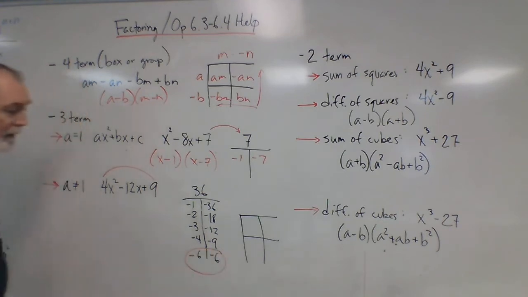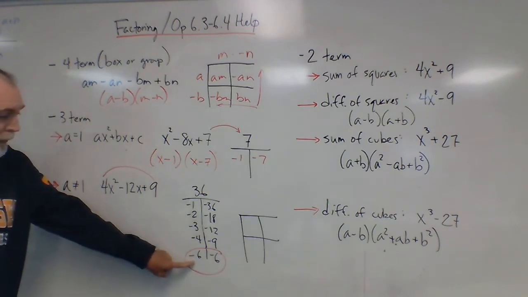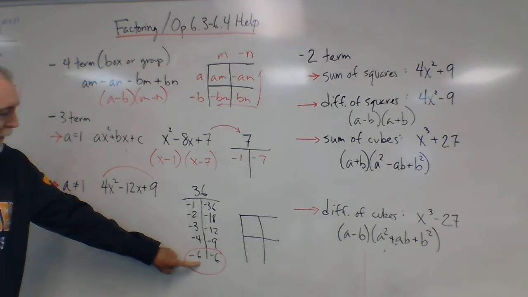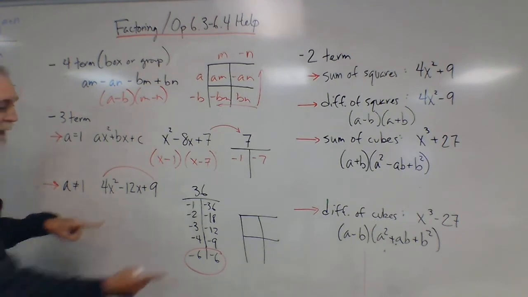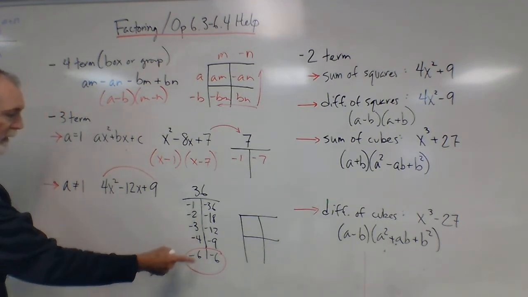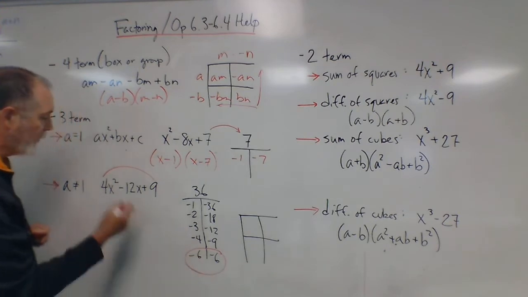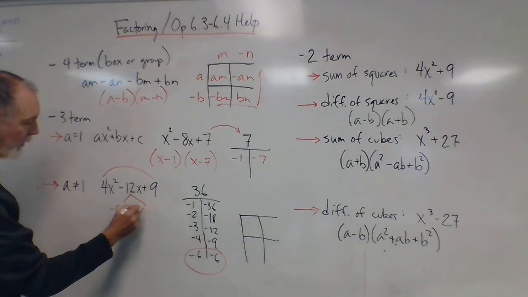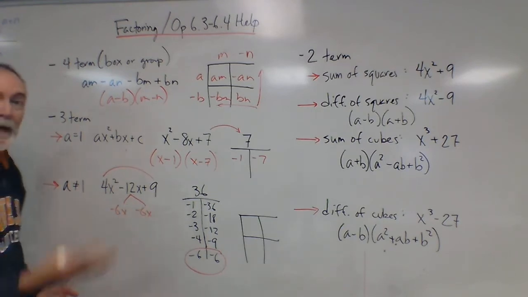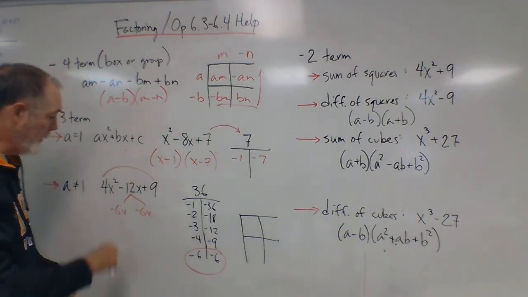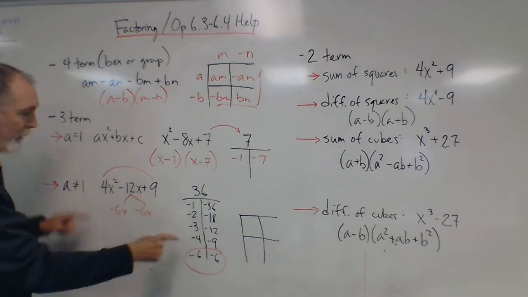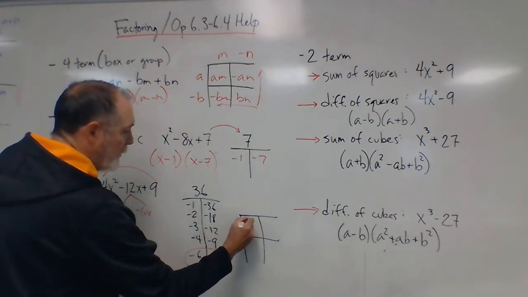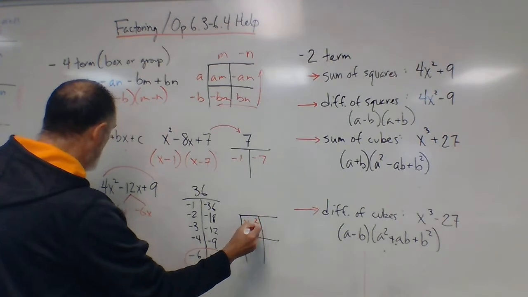And when I get down here, if I multiply these together, I get positive 36. If I add them together, I get negative 12. This is telling me that these are not the factors themselves. This is telling me how I split this thing up. So now I have a 4-term polynomial. 1, 2, 3, 4. I put it in a box. That's how I do 4-term polynomials.